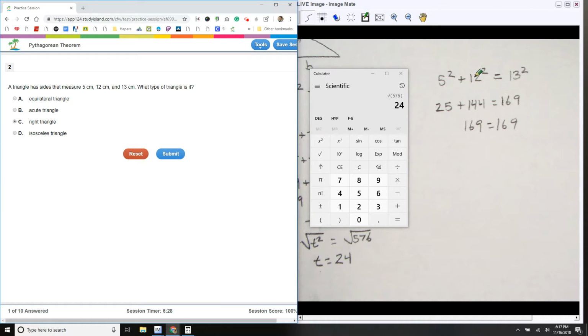Depending on whether the two shorter sides multiplied by themselves and added together are more or less than the other side squared, that will tell us if it's an acute, obtuse, or some other type of triangle. But it only works for right angles. It's going to be exactly like that.